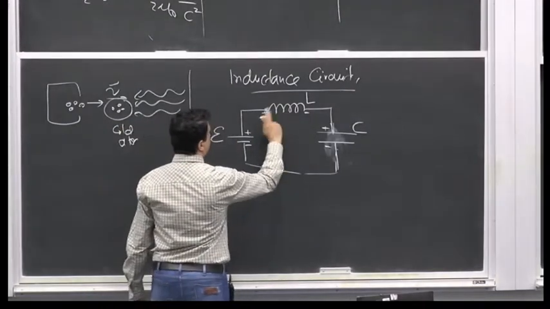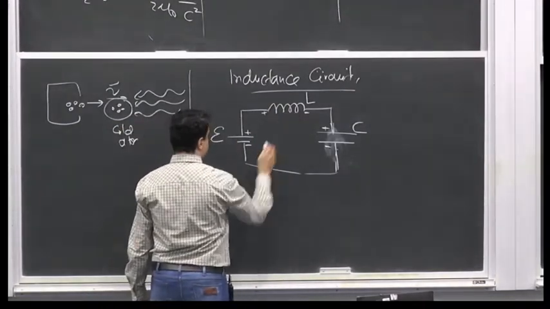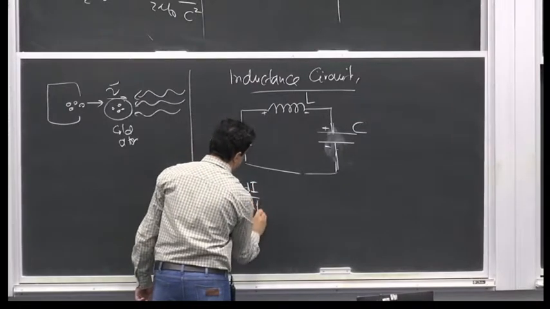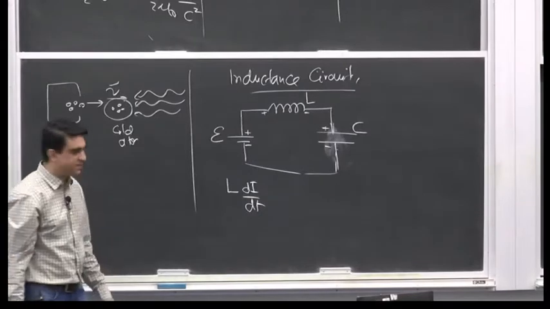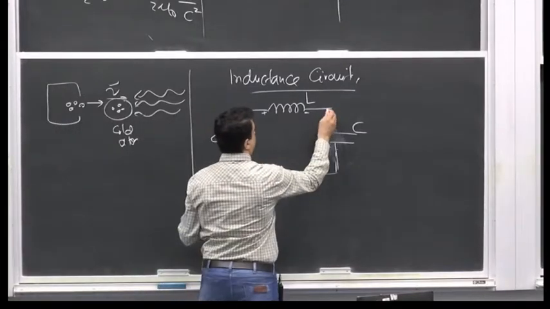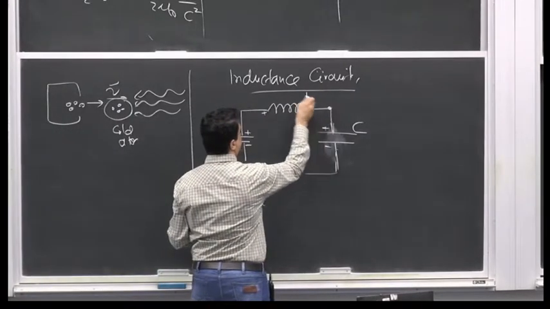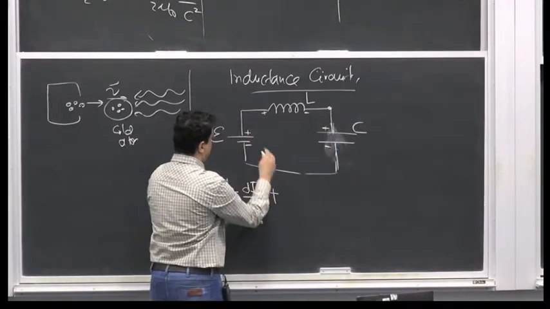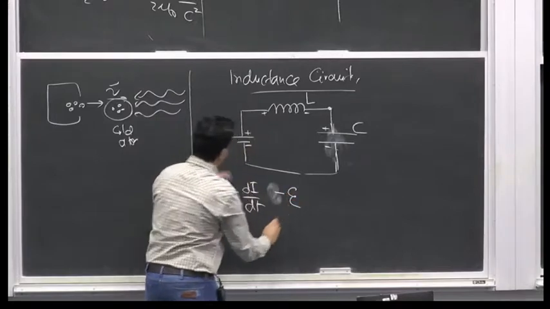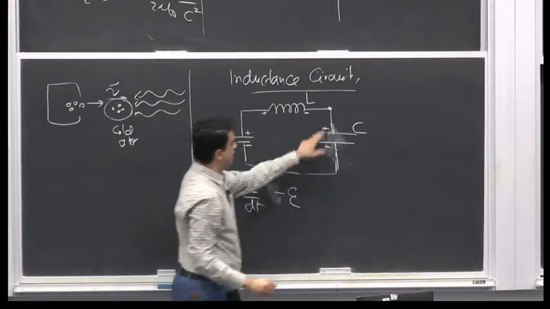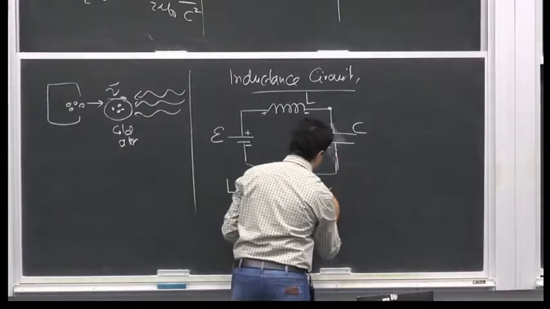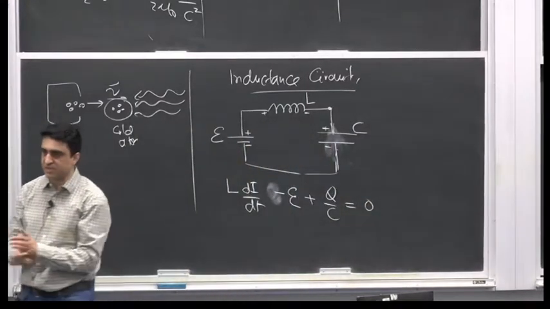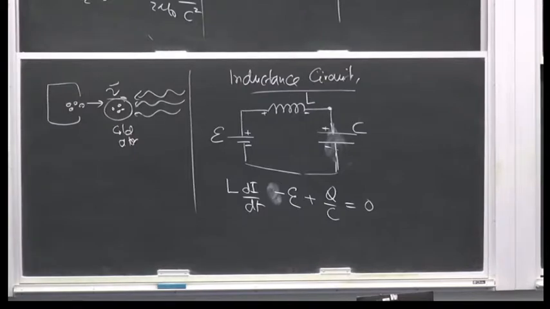Now, what would be the potential drop across an inductor? This would be L dI by dt. And let's say I start from here, and then I move around the circuit and end up here. Then you have minus E from this side, and you have a plus Q by C from the capacitance, and this would give you zero. So that's the loop equation for such a circuit.